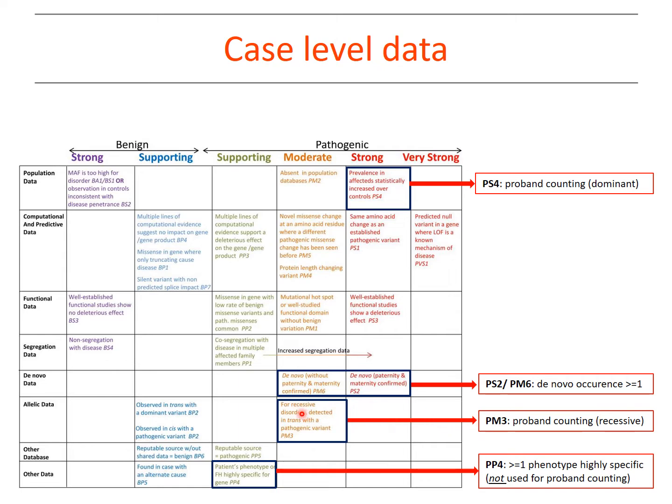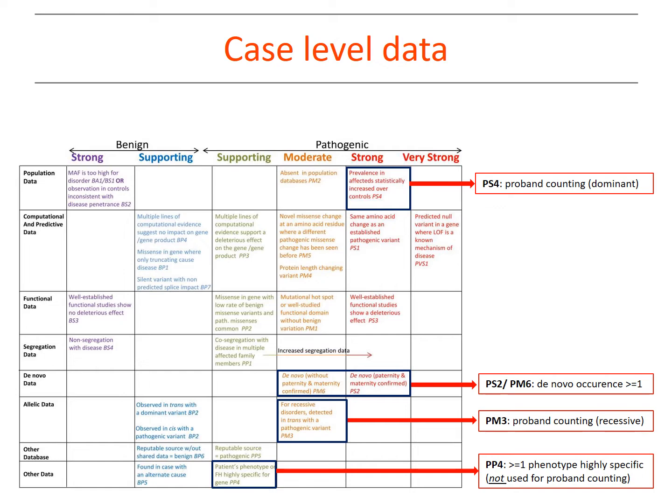PM3 is for recessive disorders detected in trans with a pathogenic variant. So this should be used as proband counting in a recessive setting. And PP4 says the patient's phenotype or family history is highly specific for a gene. So PP4, for example, should not be used for proband counting, but only if the gene is highly specific for the disease. And I will now show you some of the examples.